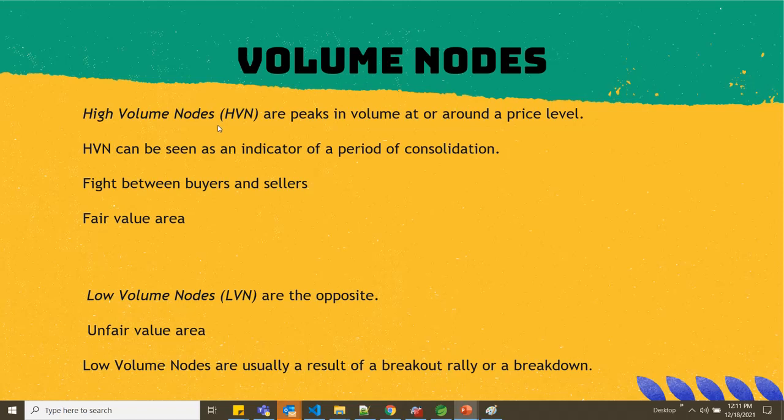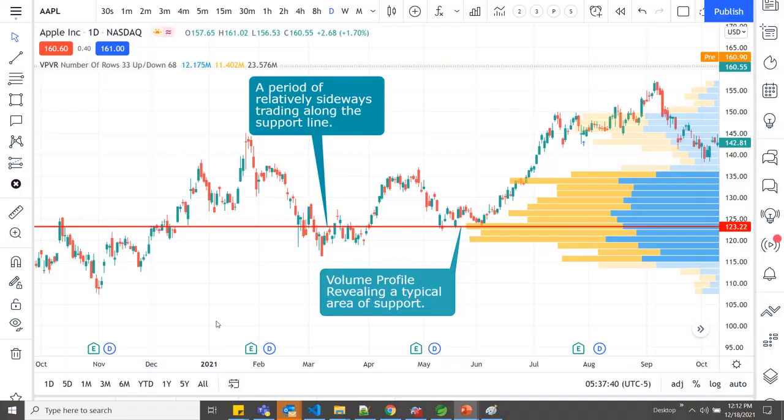Once price moves out of this high volume node, price actually travels very fast. That area is known as a low volume node because they are just the opposite of high volume nodes. These nodes are actually an unfair value area. That's why you see price moving very fast through them to find a fair value area again. Low volume nodes are usually a result of a breakdown or a breakout rally. Let us see this in detail.